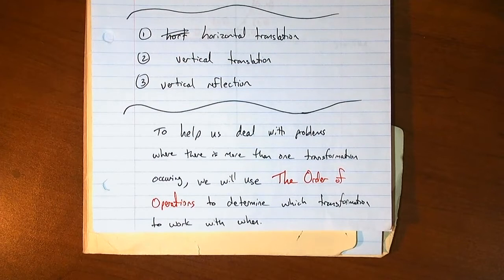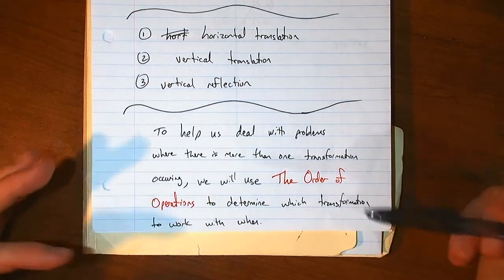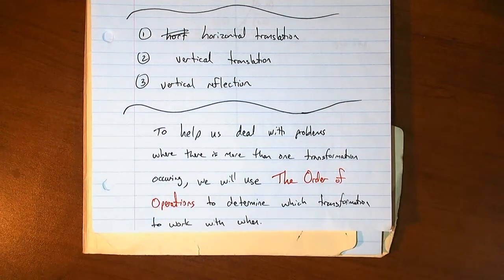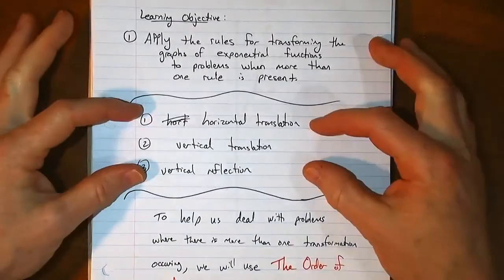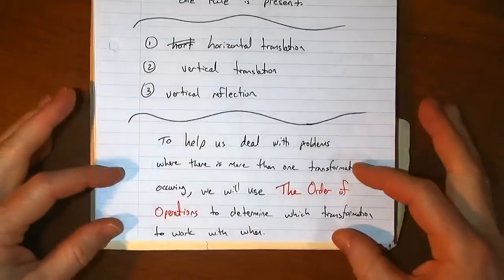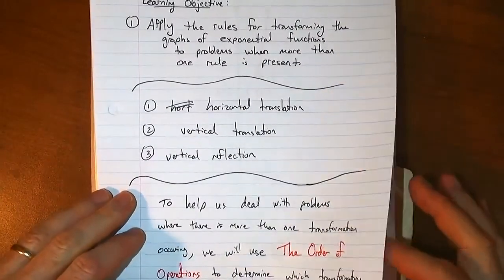Okay, so when do we do which one? In what order do we do them? We're going to use the order of operations to figure out what to do when. That's the idea. Order of operations is nice because that's something we already know. So technically, we're not learning anything new in this video. We already know these rules. We already know the order of operations. All we're going to do in this video is put those two things together.